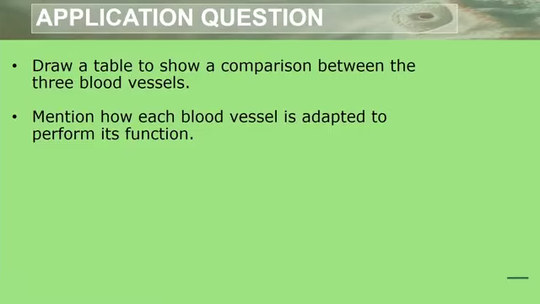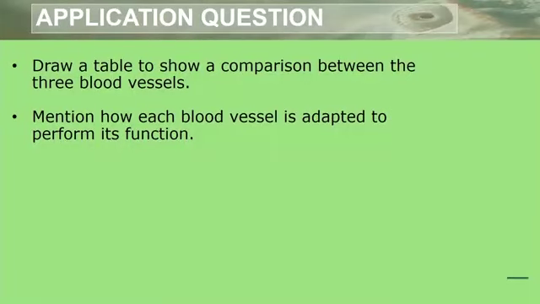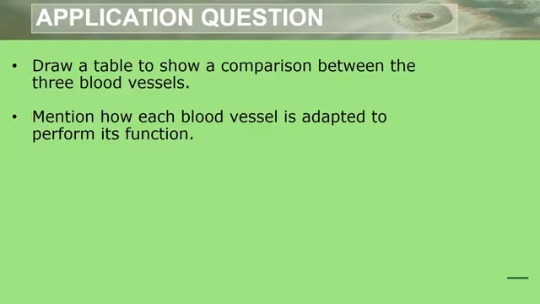Okay, in this part of the lesson, we will be using the knowledge that we know and applying it to different scenarios and statements. So here, it says, draw a table to show a comparison between the three blood vessels. We already know that we have three blood vessels, namely arteries, veins, and capillaries. So we have to mention how each blood vessel is adapted to perform its function.